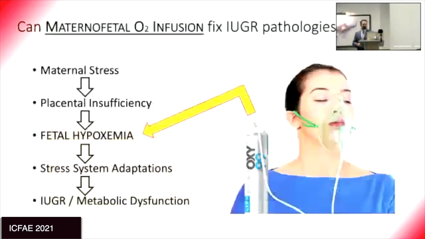So in our simplistic way of thinking, we thought, well, if we can somehow eliminate the fetal hypoxia, then we eliminate all the progressive steps after that. We eliminate the rise in catecholamines, the adrenergic adaptations that come from that, and then, of course, ultimately, the pathologies we see. And so that's what we attempted to do.